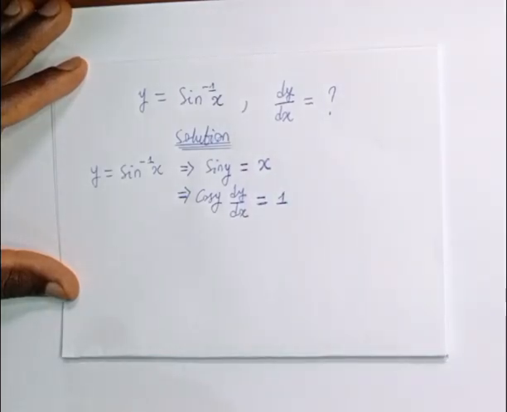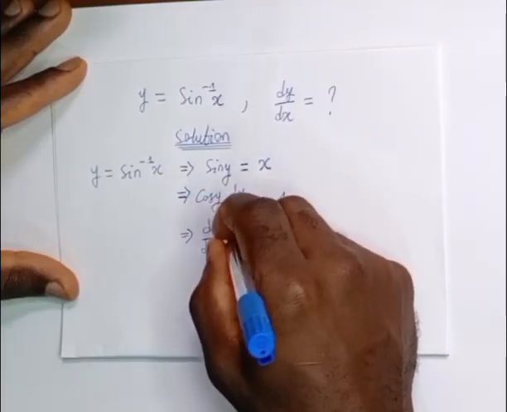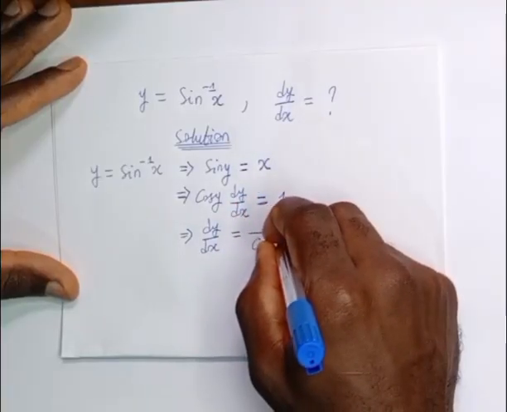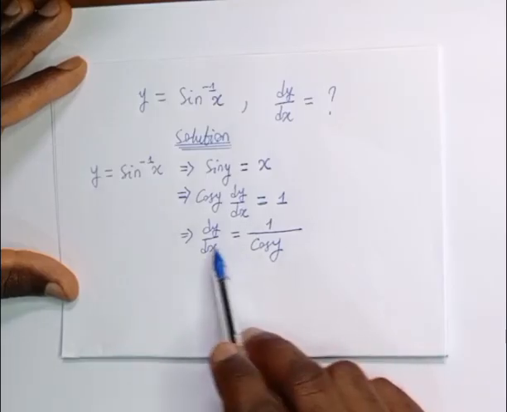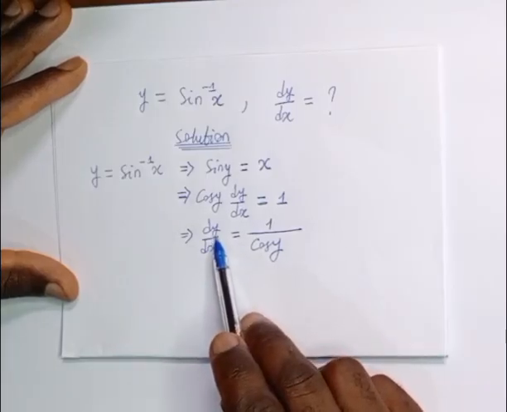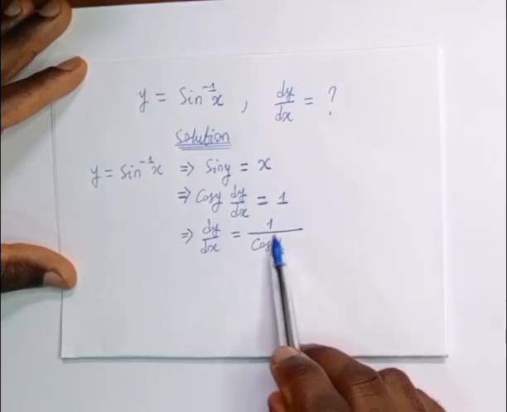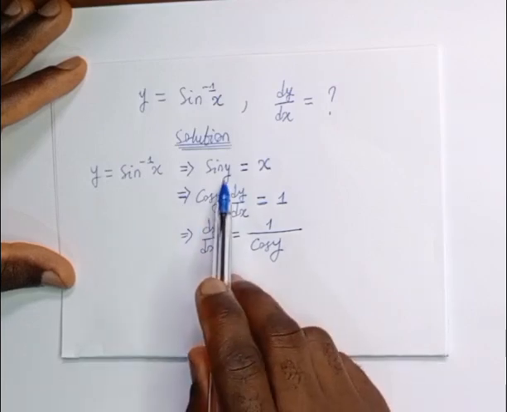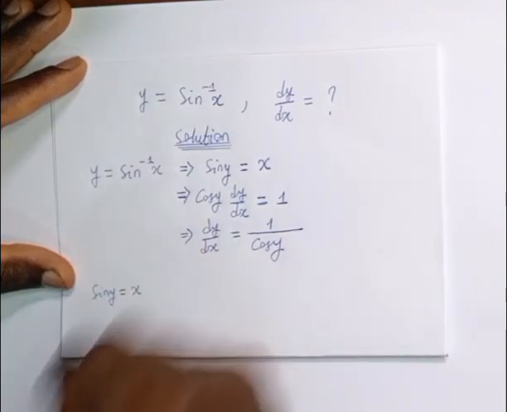We are finding dy on dx, so we are going to divide both sides by cos y. Then dy on dx will be equal to 1 all over cos y. We need to express dy on dx in terms of x. That means we need to find cos y in terms of x. We are going to make use of this. Sine y is equal to x.